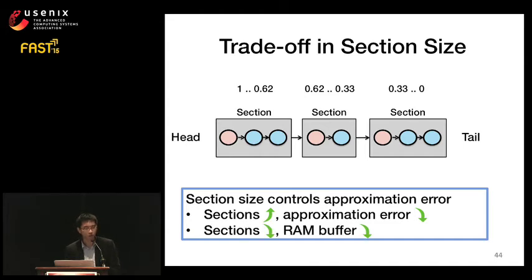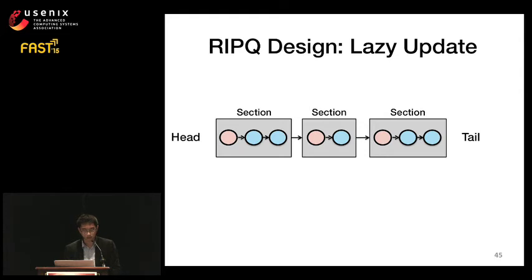However, because each section needs a separate RAM buffer, the fewer sections we have, the smaller total RAM buffer we will use. And the number of sections is a key trade-off parameter for RIPQ, and we'll study it in the evaluation. Now let's look at lazy update.